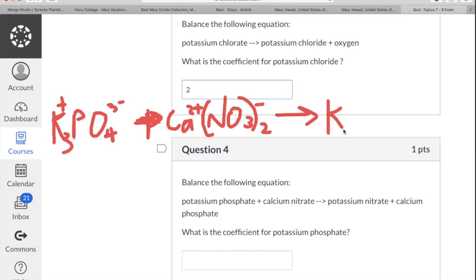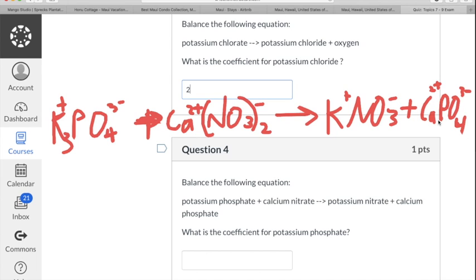So this is a double replacement reaction. So K and NO3. And that's a single minus, that's a single plus, so that's good. Plus calcium phosphate, so Ca and phosphate PO4. That's a 3 minus, and this is a 2 plus. So we'll do the crisscross method here, and there's going to be 3 of those and 2 of these.